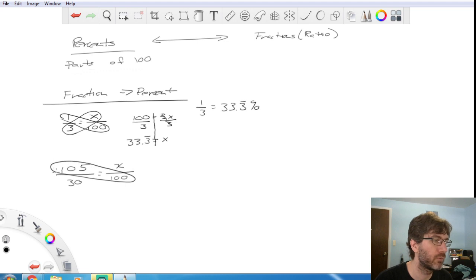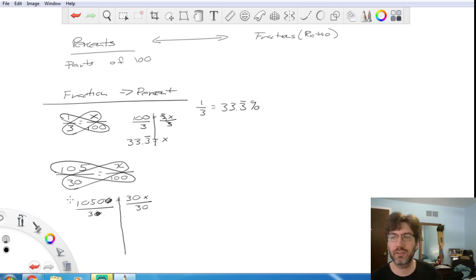So let's do 105 times 100, which gives you 10500, and 30 times x, which gives you 30x. And then you're going to do your algebra to solve. I'm going to divide this by 30. I'm going to divide this by 30. Here I am going to reduce. I'm going to knock off a 0 from each of them. Just divide by 10 for each of them. It'll be the same problem. I can cancel those out.